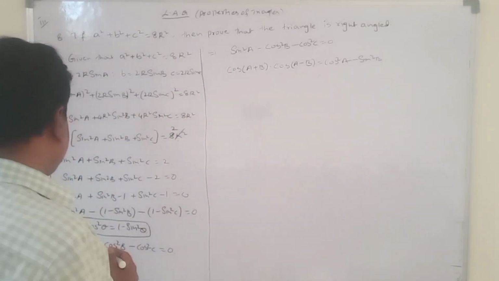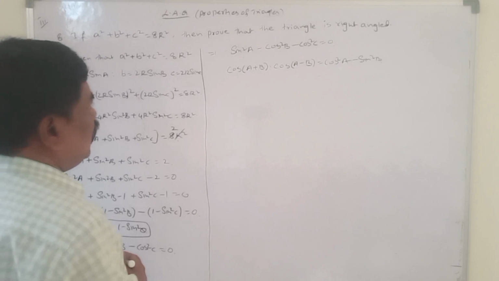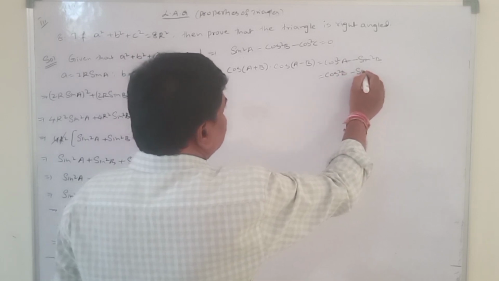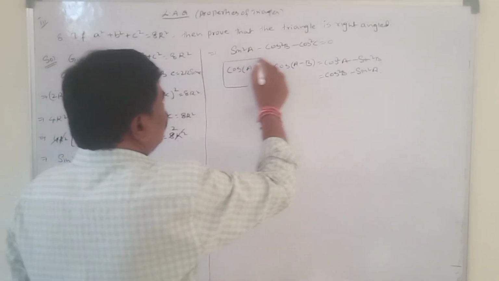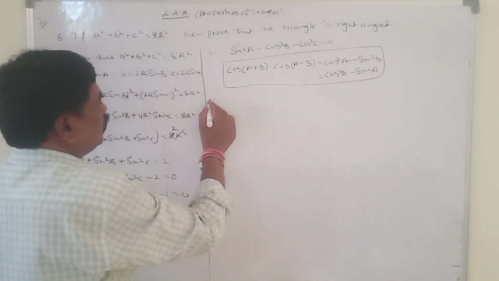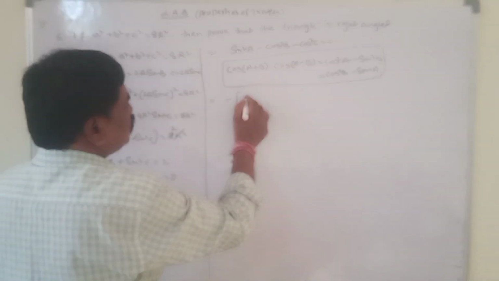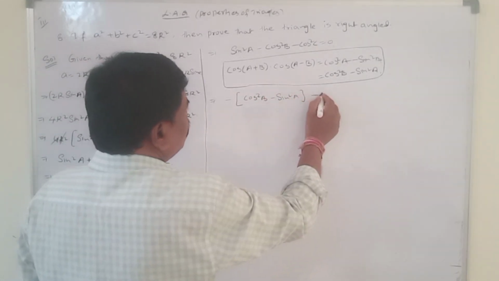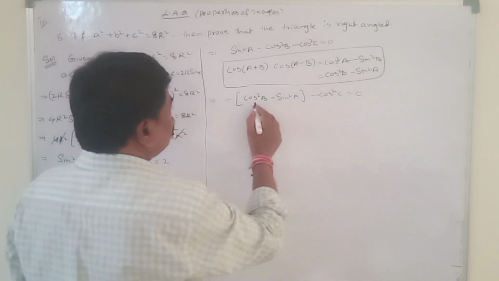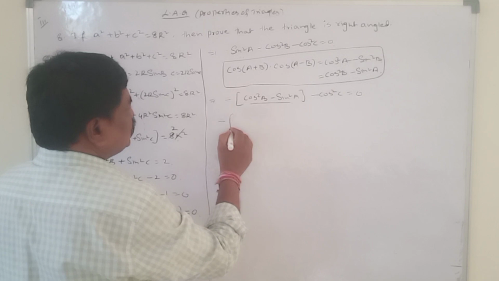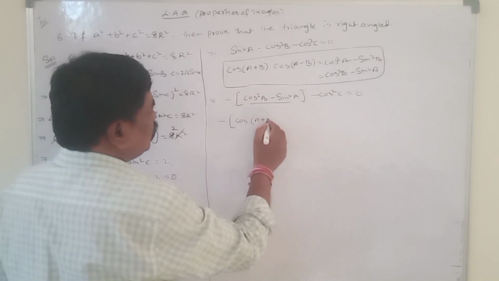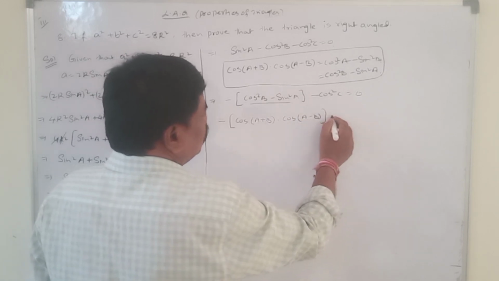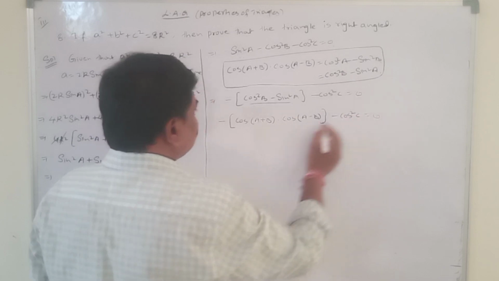Then this can be written as cos square b minus sin square a. Then taking the minus common, this is cos square b minus sin square a minus cos square c equal to 0. Then it can be written as minus of cos of a plus b into cos of a minus b, minus cos square c equal to 0.